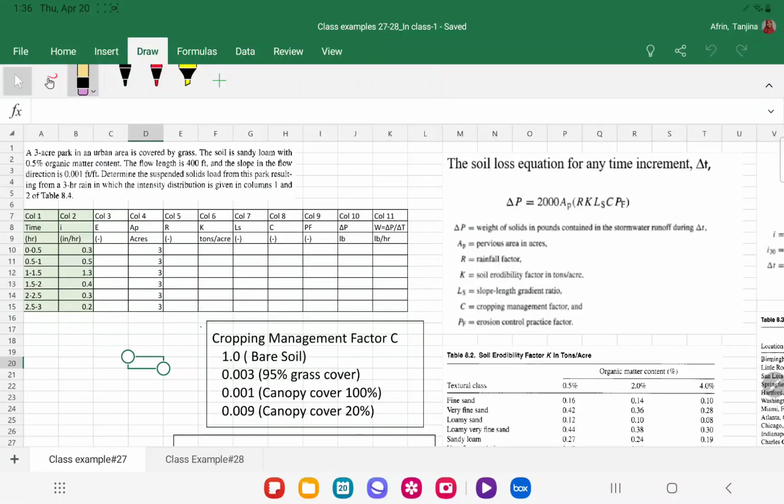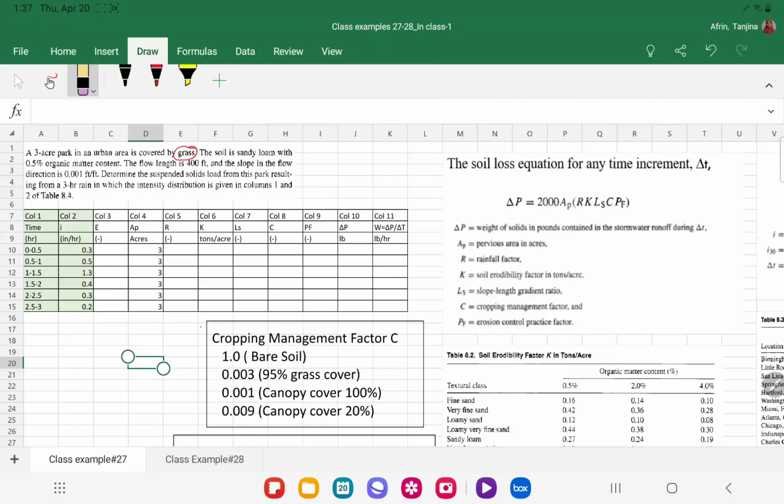Okay class, this is the video for class example 27 and 28. So let's read class example 27 first. It says that a 3-acre park in an urban area is covered by grass. Okay, so if it's grass, that means it's the pervious, right? It's not the impervious one.